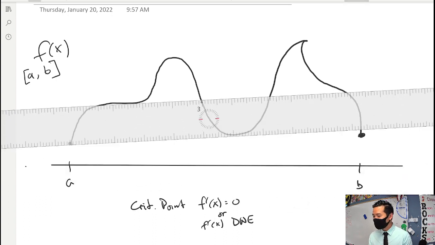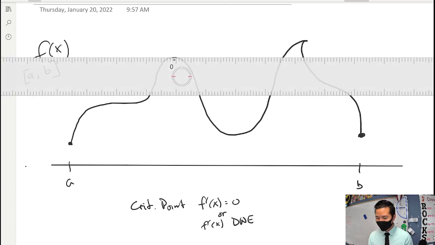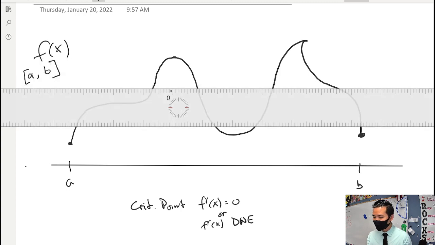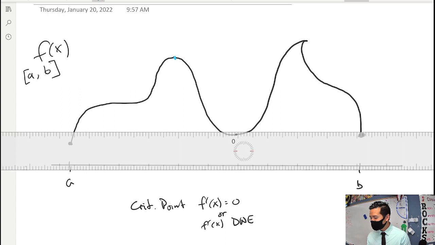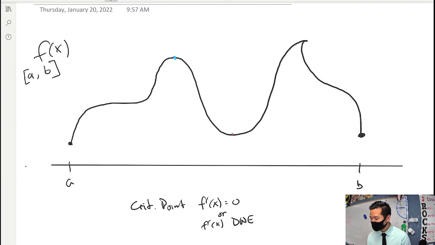Would we agree that this right here is clearly a critical point? Let's mark that point real quick, in a different color. Let's do that in blue. This point right here, clearly a critical point. The second clear critical point, would you agree, is right about there. Yeah, that's another critical point. Would you agree? Another critical point right there. I'm going to mark it like that so it's easy to see.